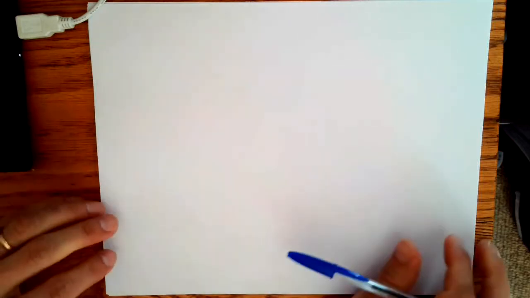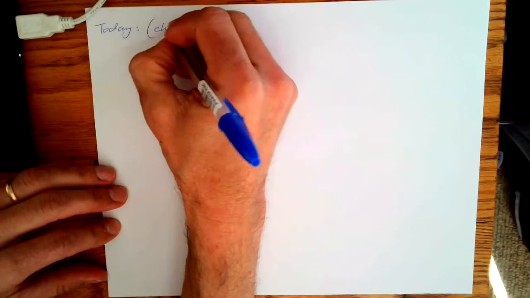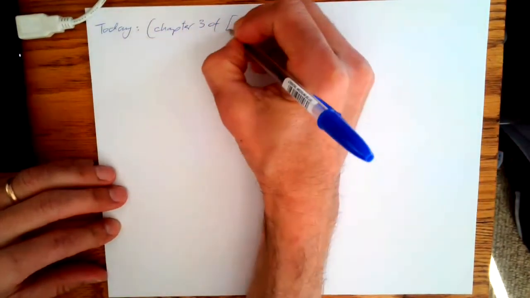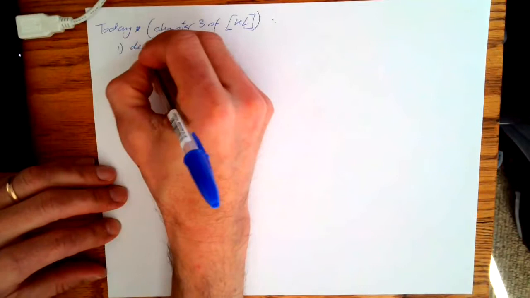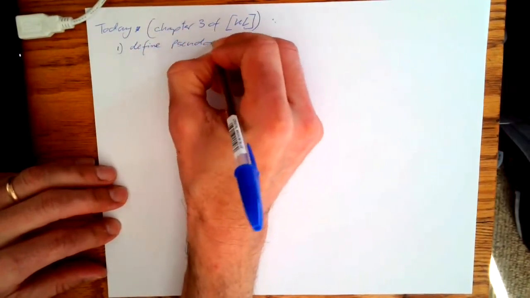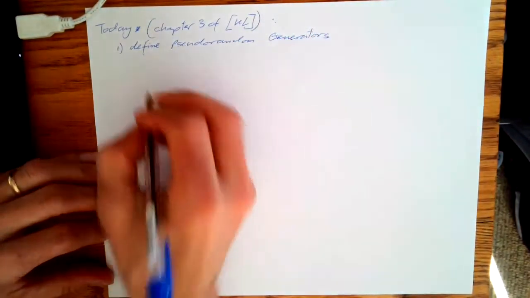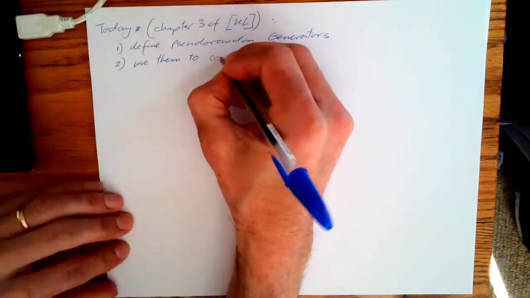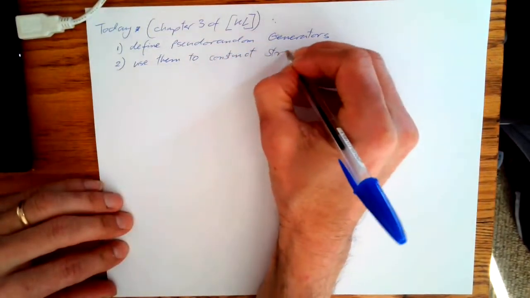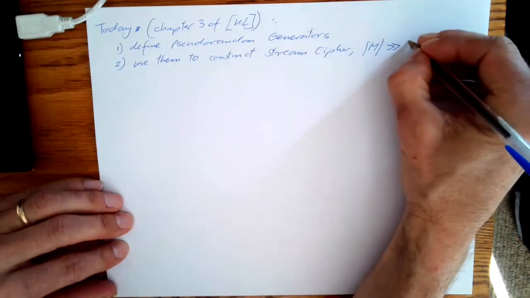So today our task will be to do two things. We are still in chapter 3 of Katz and Lindell. We want to define pseudorandom generators, what pseudorandom generators are, and use them to construct stream ciphers, where the messages are much longer than keys.